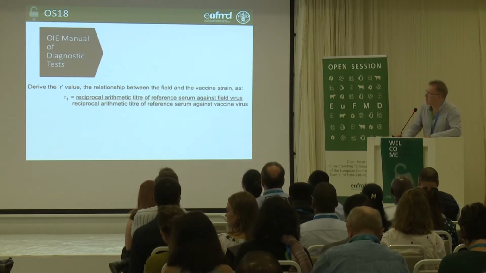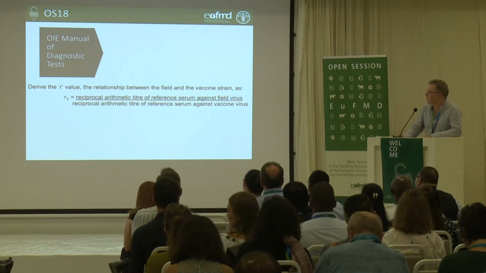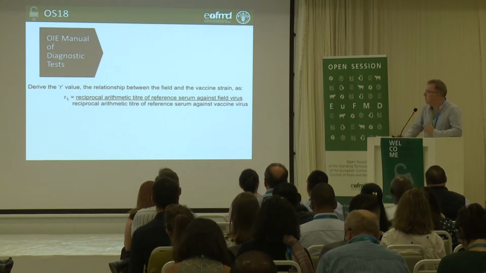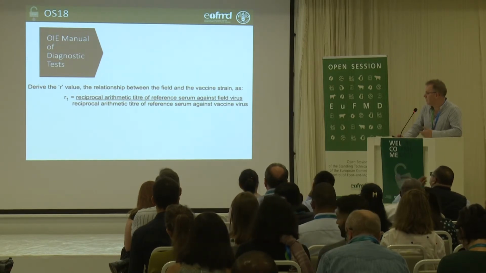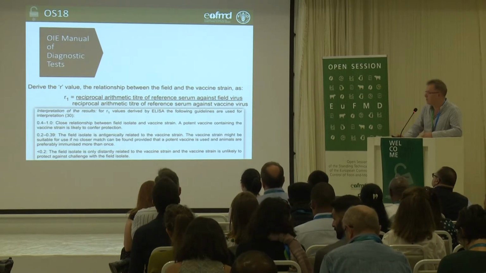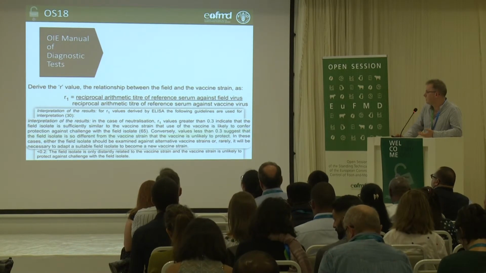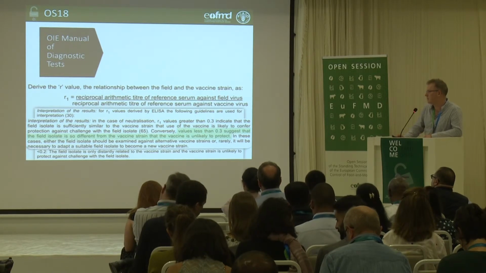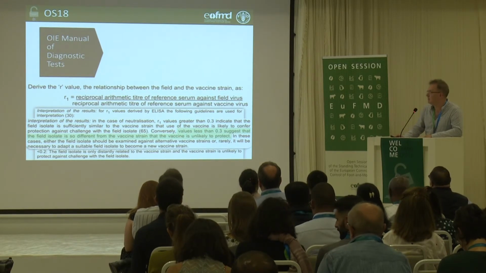Alejandra's already touched on it, but this is from the OIE manual about how we choose our values at the moment. You can do it using the liquid phase or using VNT, and there are values that we're supposed to choose that will do this. And in particular here, the VNT advice from the manual says values less than 0.3 suggest that the field isolate is so different from the vaccine strain that the vaccine is unlikely to protect.